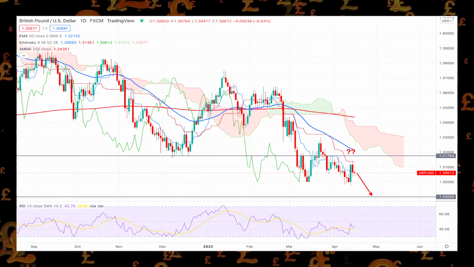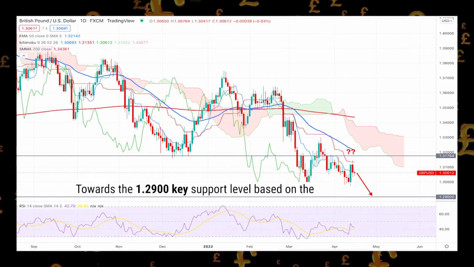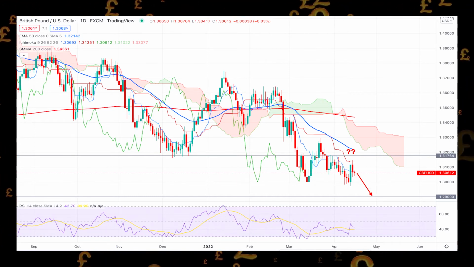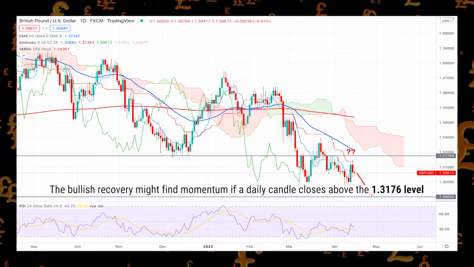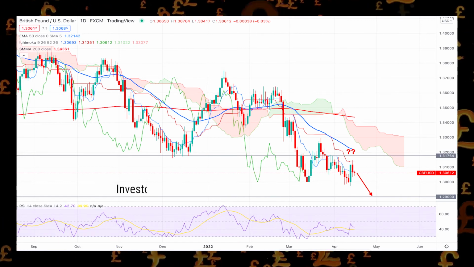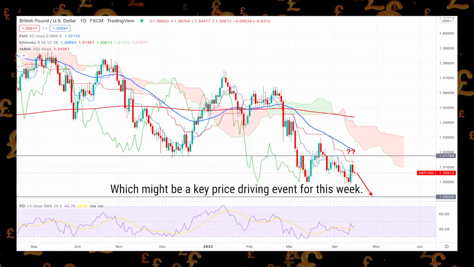Investors may experience a bearish continuation pattern in the GBPUSD price towards the 1.29 key support level based on the current structure. On the other hand, the bullish recovery might find momentum if a daily candle closes above the 1.317 level with buying pressure. Moreover, investors should closely monitor the UK CPI release, which might be a key price-driving event for this week.